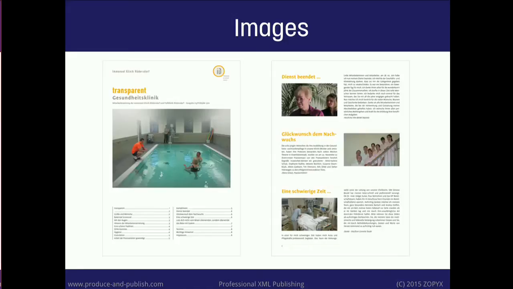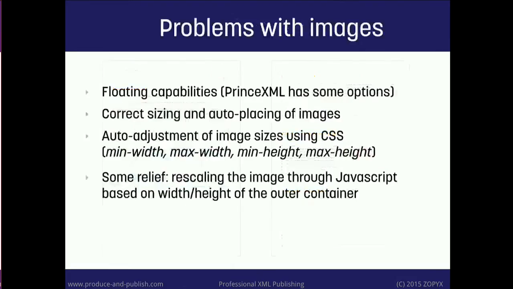This example shows a newspaper for employees of a hospital, also directly generated from CMS content, where the Plone CMS just maintained an article content type with text, headline, and then an image per article. And then we have an automatically generated table of contents. But the problem with images is always floating.